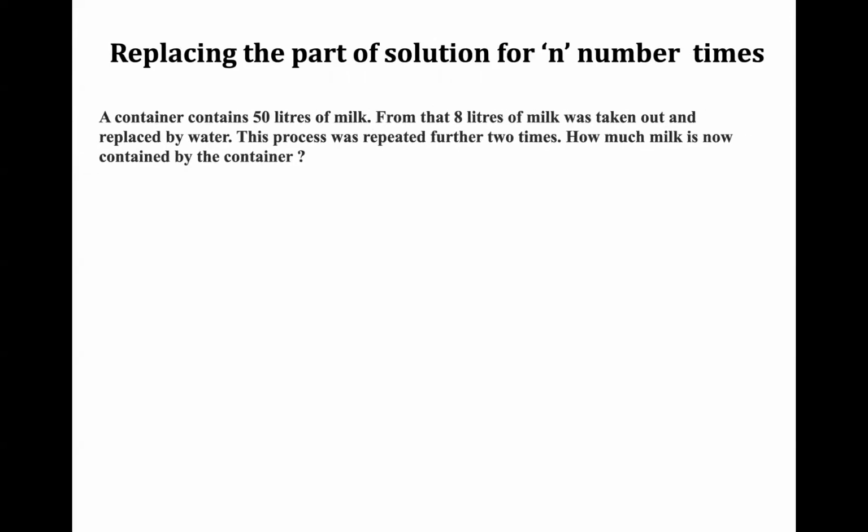Let's try to understand this with one question. A container contains 50 liters of milk. From that, 8 liters of milk was taken out and replaced by water. This process was repeated further 2 times. How much milk is now contained by the container?